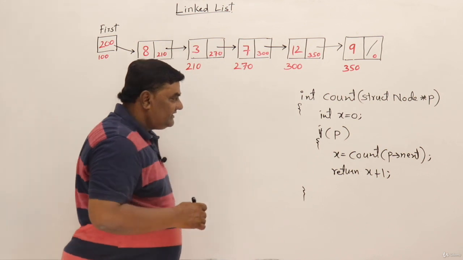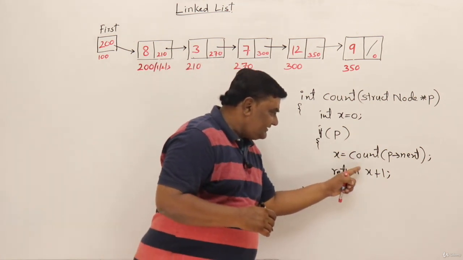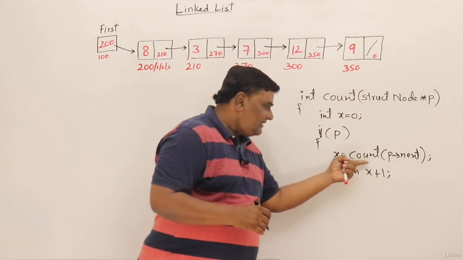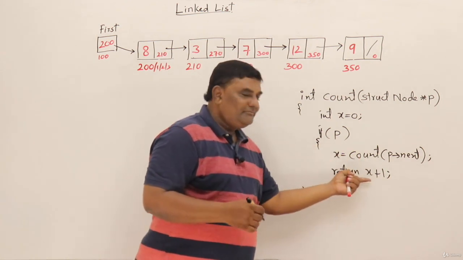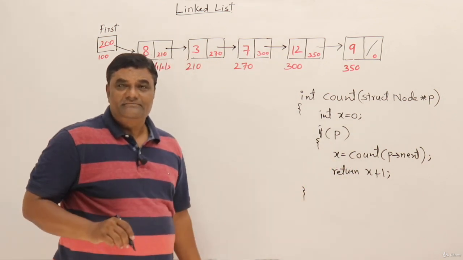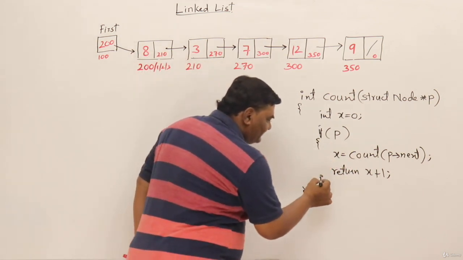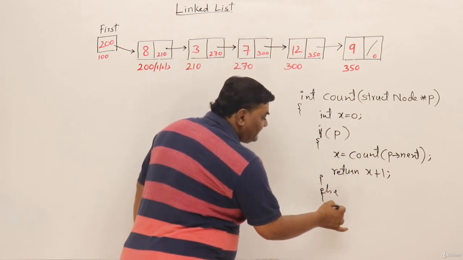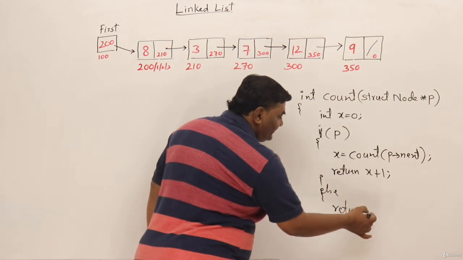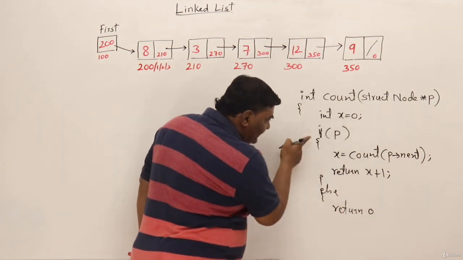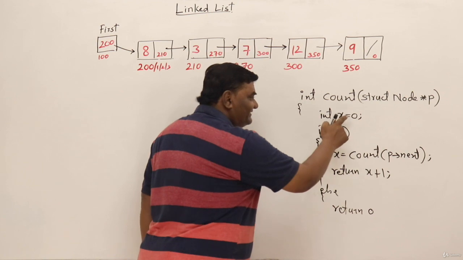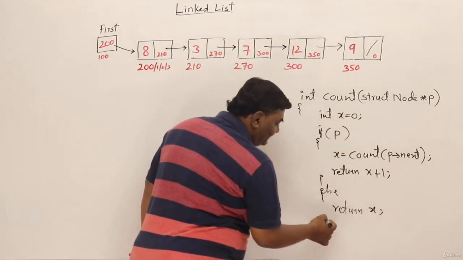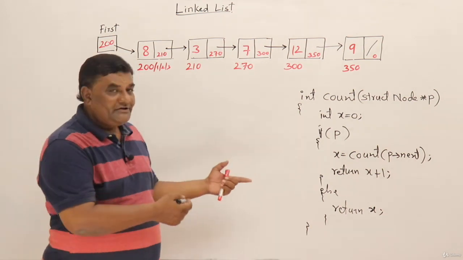So I have introduced one variable. See, earlier in the previous one, this was count P next, then plus 1. So instead of writing count here, I have taken it in some variable, then that variable I am using here. So you can introduce a variable also. Else, if it is null, then return 0. So see, if it is coming in the else part, it means x is remaining 0 only. So even I can say return x. This means 0 only. So you can introduce a variable also.